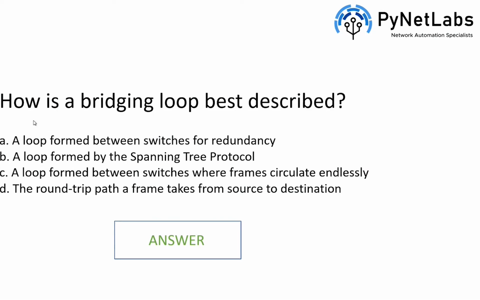So the first question is, how is a bridging loop best described? The first option is a loop formed between switches for redundancy, then a loop formed by the spanning tree protocol, then a loop formed between switches where frames circulate endlessly, and the last option is the round trip path a frame takes from source to destination. Let me know, what do you think? Which option do you think is the correct one?